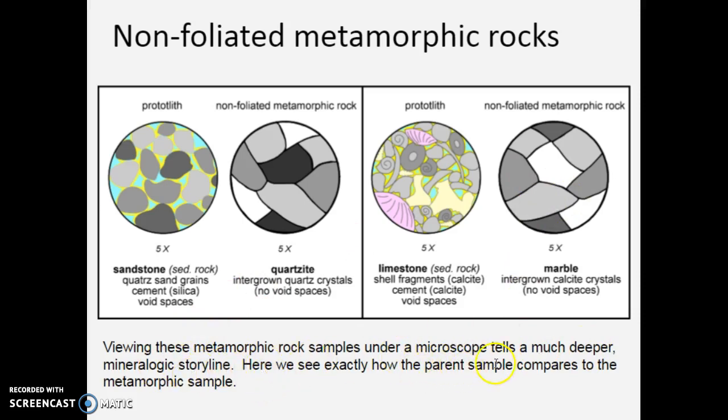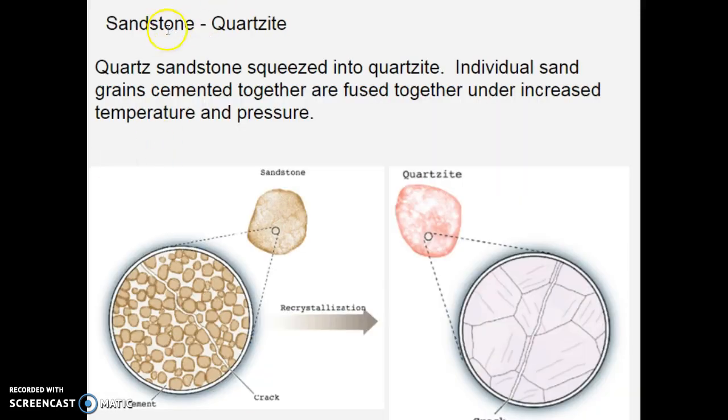And here we see exactly how the parent sample compares to the metamorphic sample. And here's a picture of sandstone to quartzite. That quartz sandstone squeezed into quartzite. Individual sand grains cemented together are fused under the increased temperature and pressure into the quartzite we see here, interlocking.